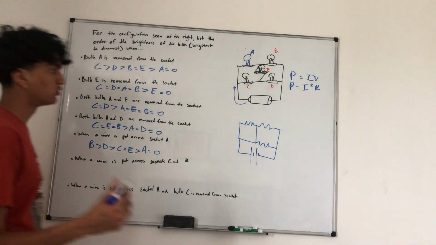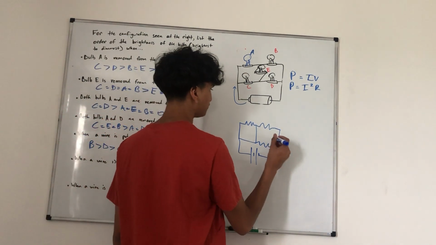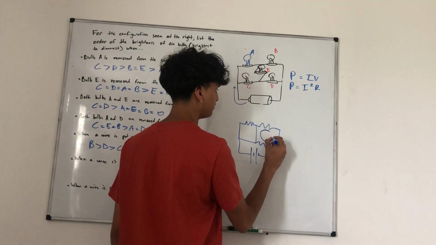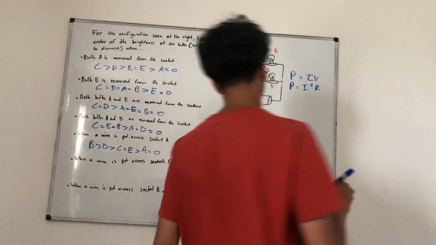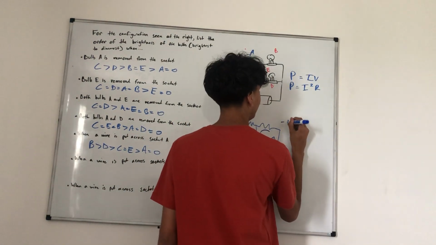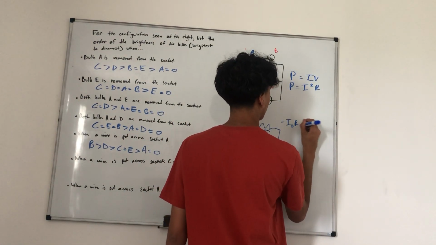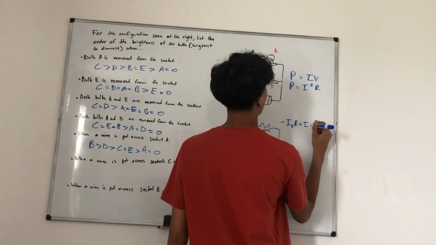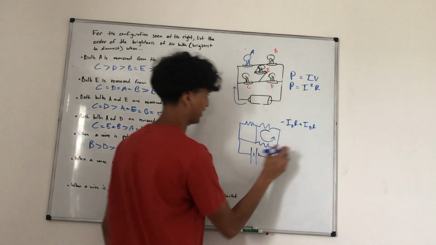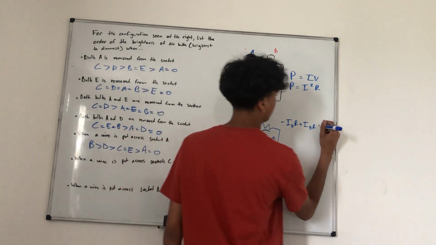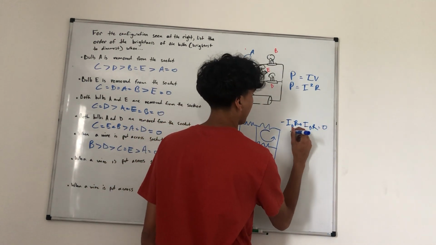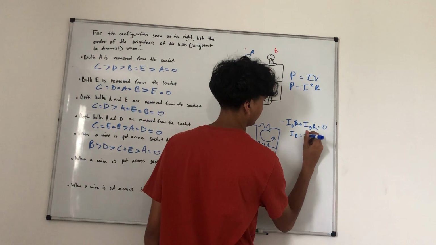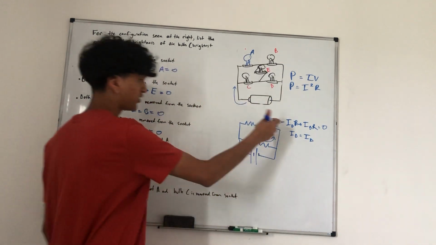But how do I confirm that with the loop rule? Well, with the loop rule, let's make a loop right here. So you're going to have minus ID times R plus IB times R, right? Because we're going against the current here. It's going to equal 0. So the R's will drop. You get ID is equal to IB, right? So these two are going to be equal.